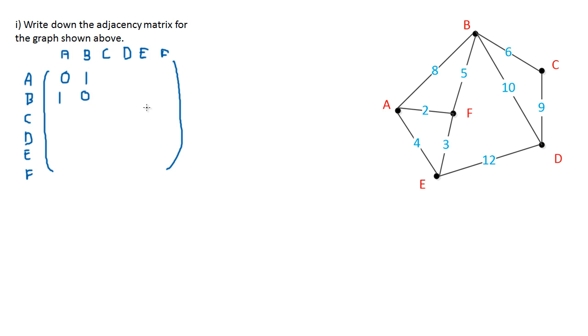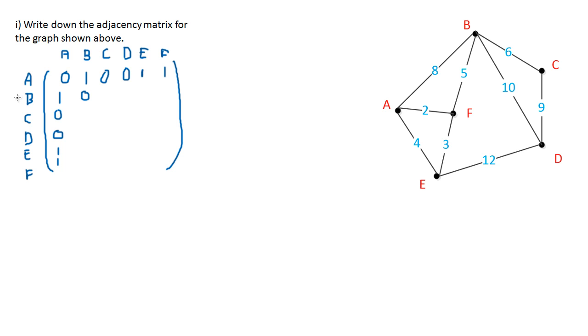Now, do we have a connection between A and C? No, the graph does not have any connection, so we put a 0 and a 0 there as well. And this will keep on going. So, do we have a connection between A and D? Not really, so we put a 0 as well. And there will be another 0 there. But now, do we have a connection between A and E? Yes, it's there, so we put a 1. Connection between A and F? Yes, so we put another 1. And this pattern here will repeat on this side as well, so it's always symmetrical in the diagonal line.